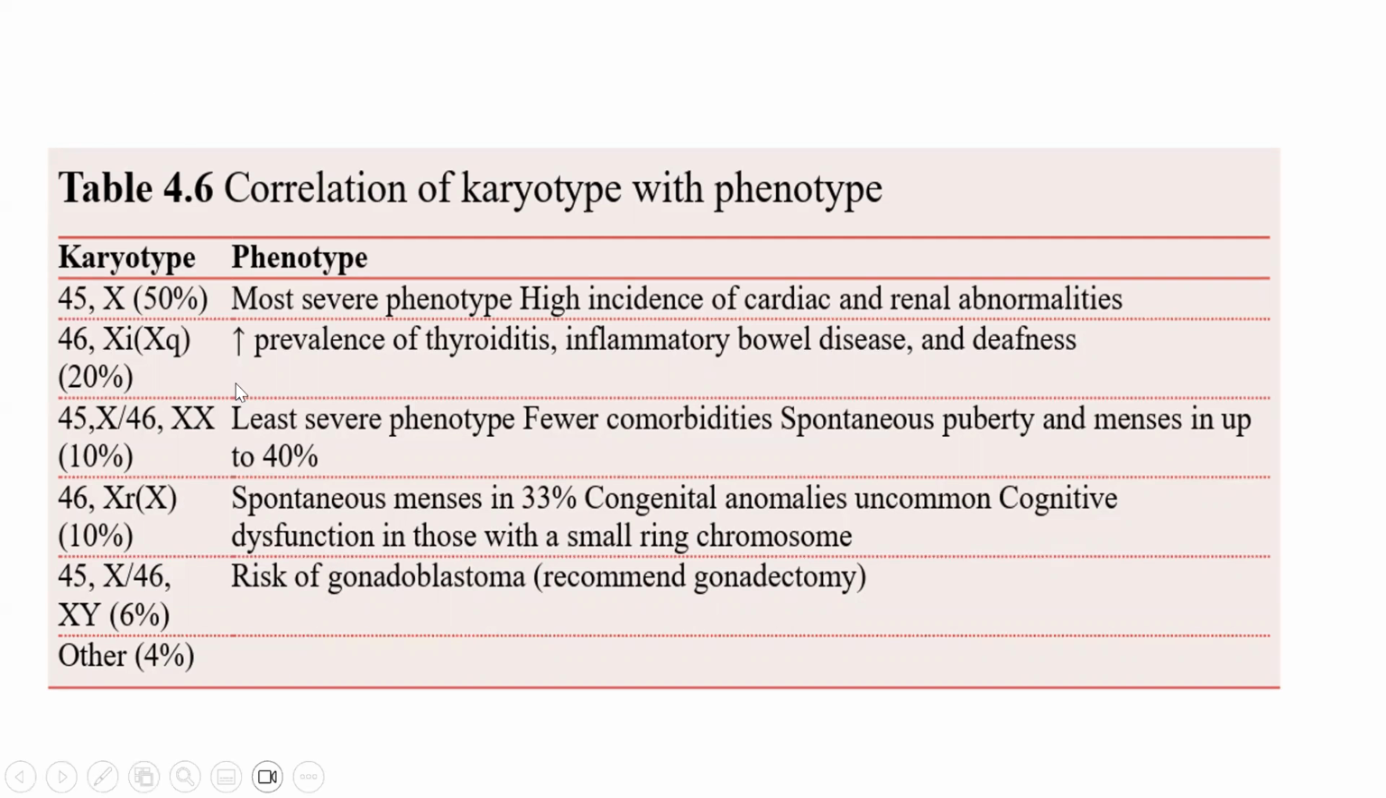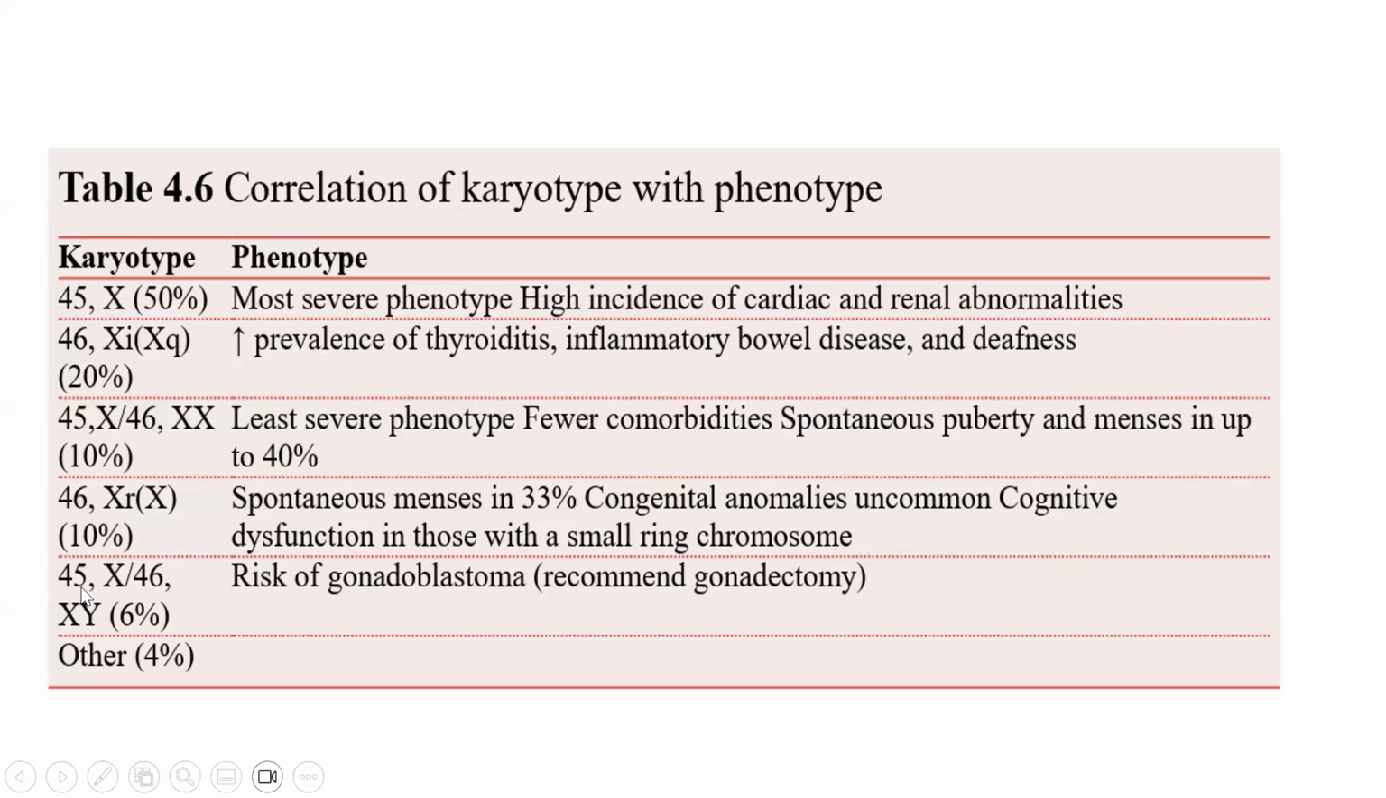45X, which is the majority, 50%, is the most severe phenotype. This has the highest incidence of cardiac and renal abnormalities. We have 46XI. This has increased prevalence of thyroiditis, IBD, and deafness. 45X/46XX has a less severe phenotype, fewer comorbidities, and spontaneous puberty and menses in up to 40%. 46XR: spontaneous menses in 33%, congenital anomalies uncommon, cognitive dysfunction in those with a small ring chromosome.